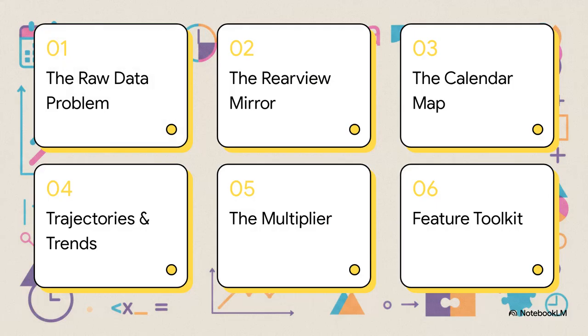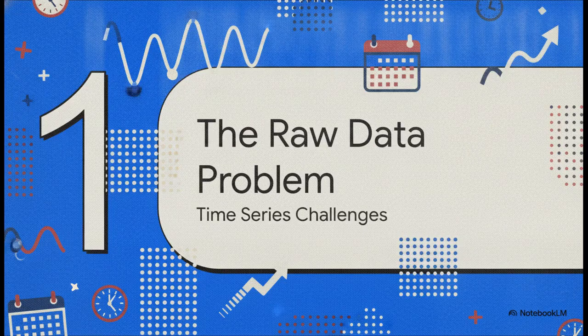To make this super digestible, we're breaking this down into a few key areas. First up, the raw data problem, followed by the rearview mirror of past data, the calendar map for important dates, trajectories, trends, and cycles, the multiplier effect of interaction features, and finally, putting together your ultimate feature engineering toolkit. All right, part one, the raw data problem.